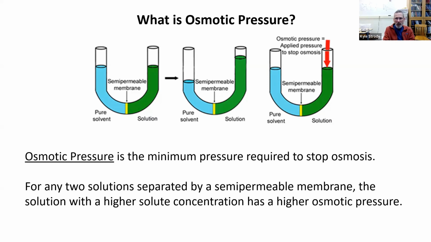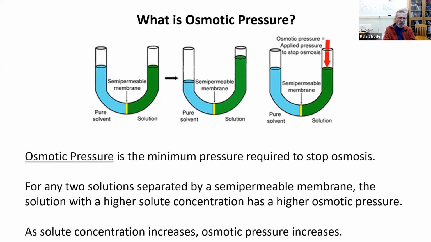That's the one that has the higher osmotic pressure. We'd have to apply a pressure to the green solution to push it back down and keep those two levels equal. In other words, if we summarize everything: as the solute concentration increases, osmotic pressure increases.